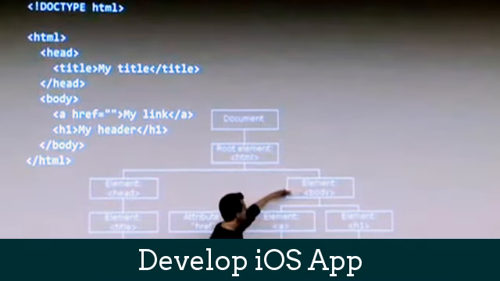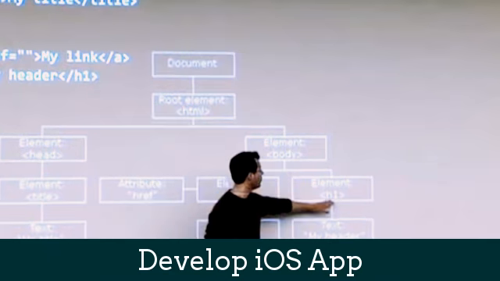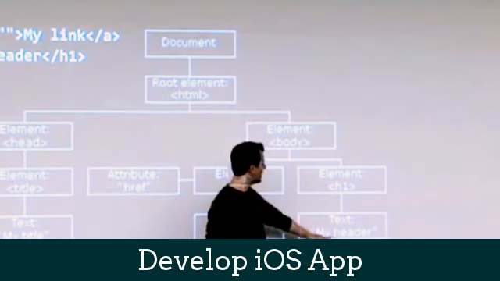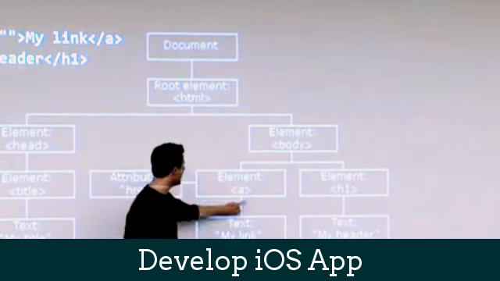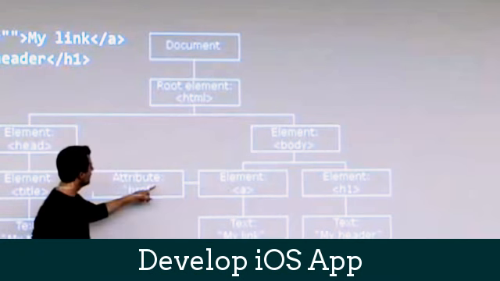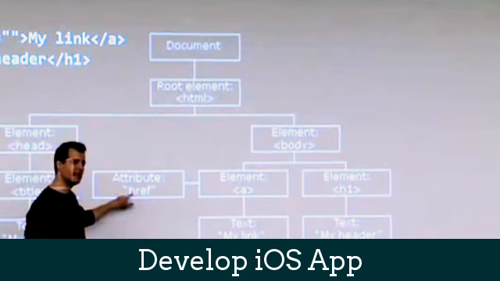Body elements, it's the same deal. We have an anchor tag and an h1 tag that are children. The h1 tag has some text beneath it. The anchor tag has some text beneath it. But the anchor tag also has an attribute, in this case an href.